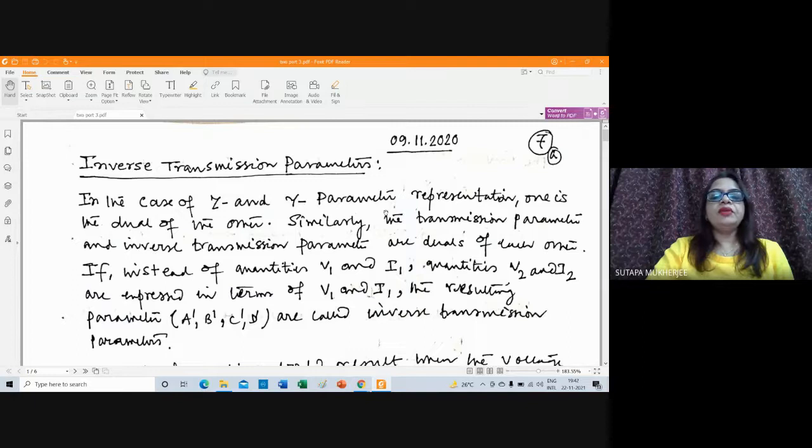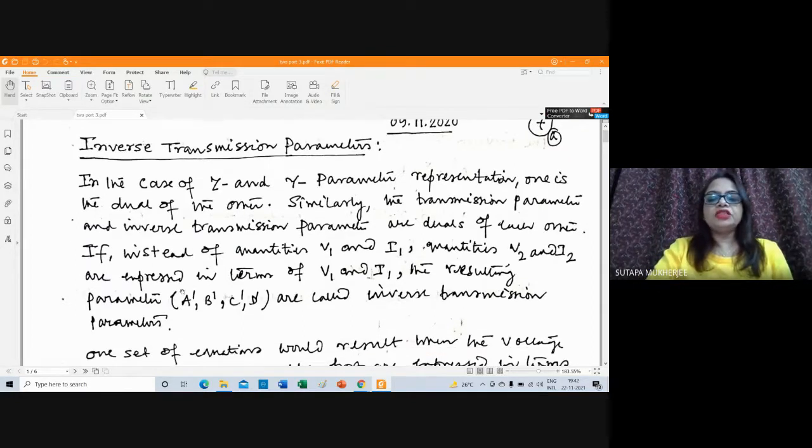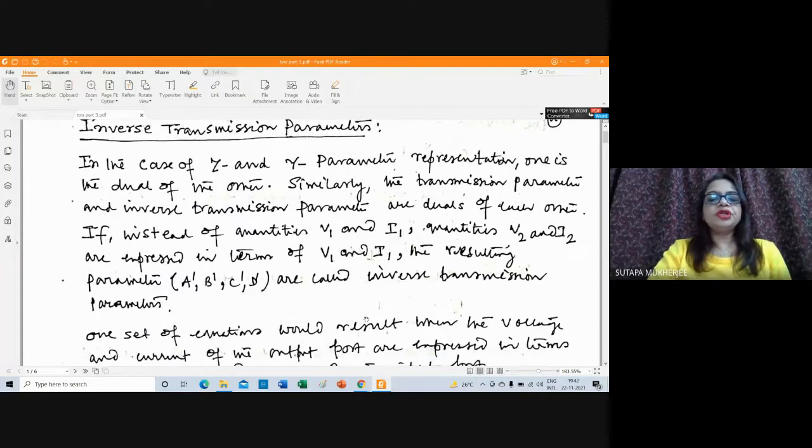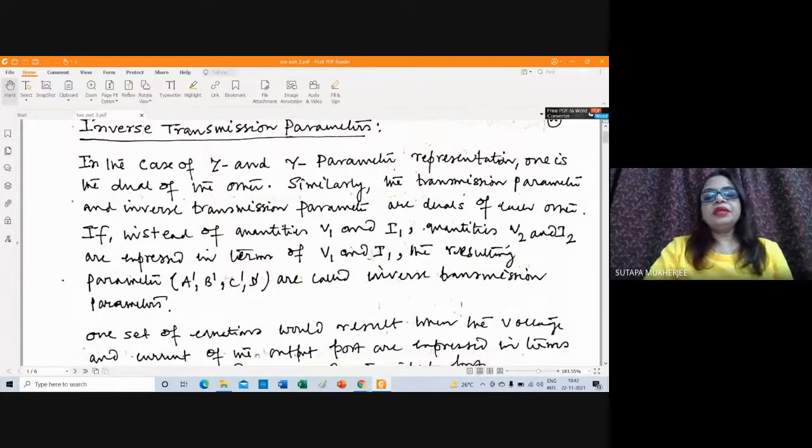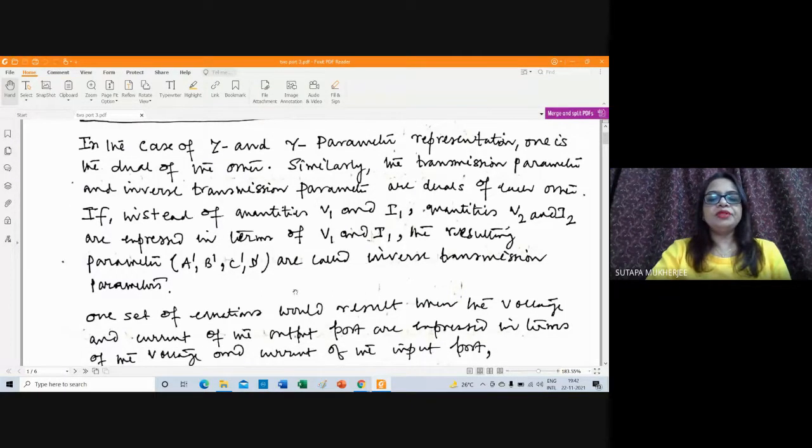So this is inverse transmission parameter. In the case of Z and Y parameter representation, one is the dual of the other. Similarly, the transmission parameter and inverse transmission parameter are duals of each other. If instead of quantities V1 and I1, quantities V2 and I2 are expressed in terms of V1 and I1, the resulting parameters A prime, B prime, C prime, D prime are called inverse transmission parameters. In the case of transmission parameters the notation was ABCD, and in the case of inverse transmission parameters, the notation is A prime, B prime, C prime, D prime.